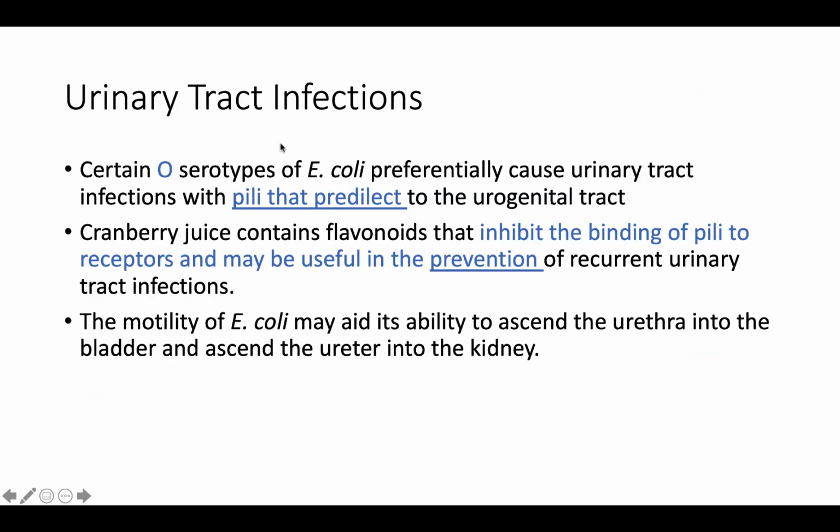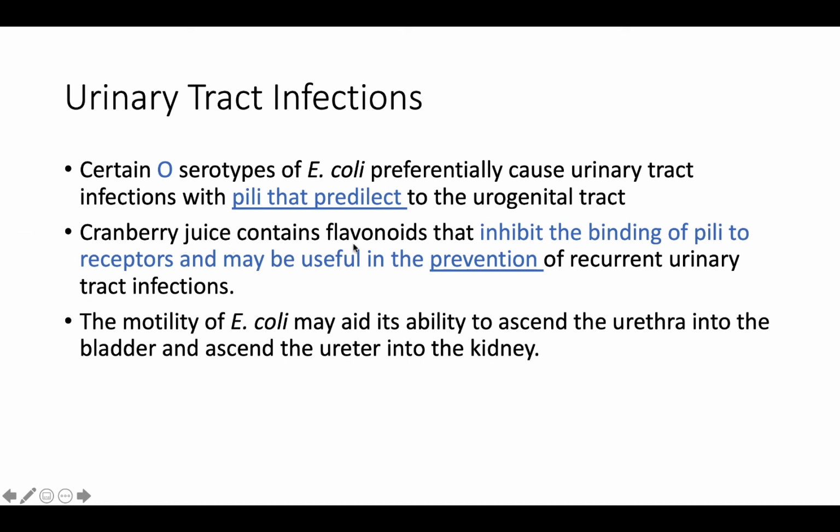Urinary tract infections, certain O types. What does that mean? There is a pili that predilects to the urinary tract. Not all E. coli can stick to the bladder. So you need certain serotypes that have the pili that can click and stick to the urogenital tract.